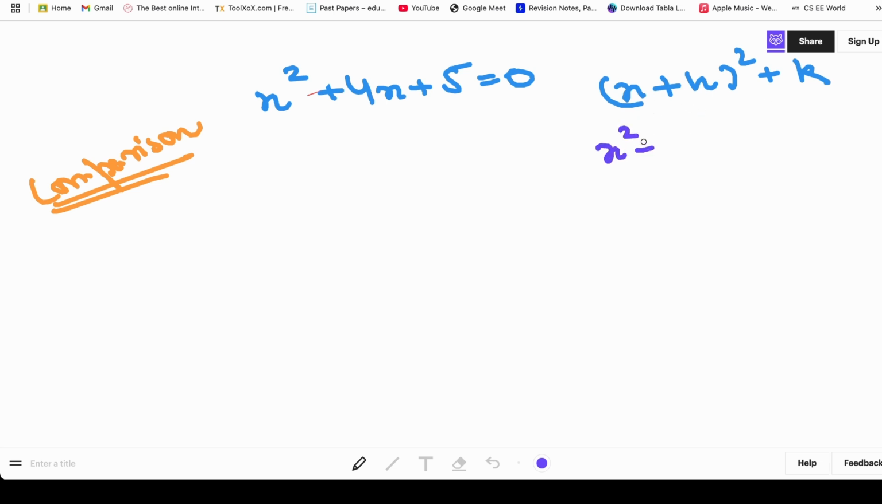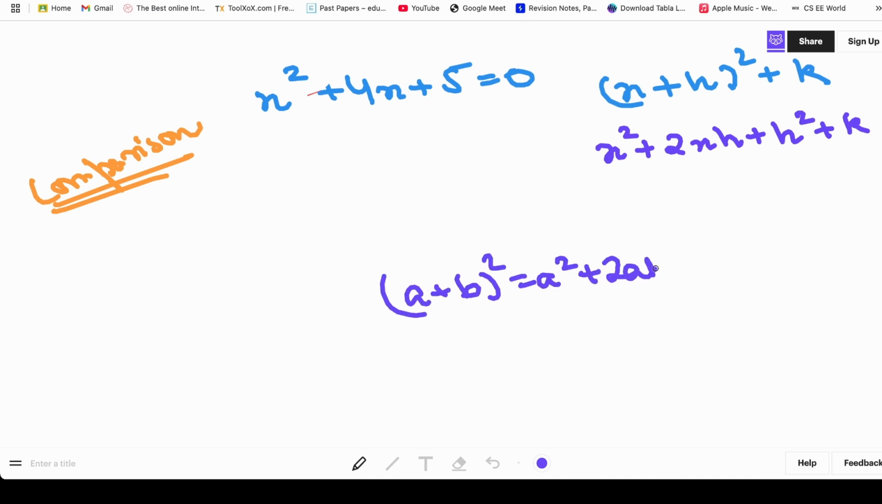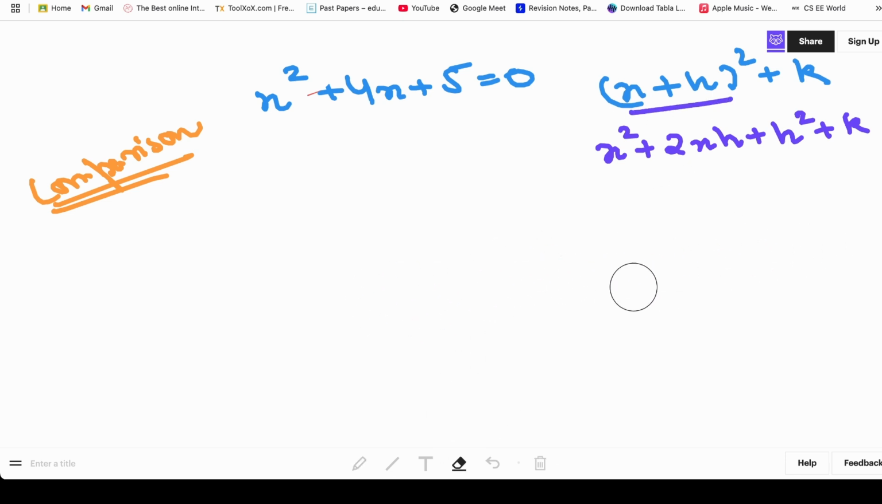This becomes x square plus 2xh plus h square plus k. How did I do this? I applied a plus b whole square, which is a square plus 2ab plus b square. So for this, I applied the formula for a plus b whole square, and this is what we get. Now essentially what we need to do is compare all of these terms in both of the equations.